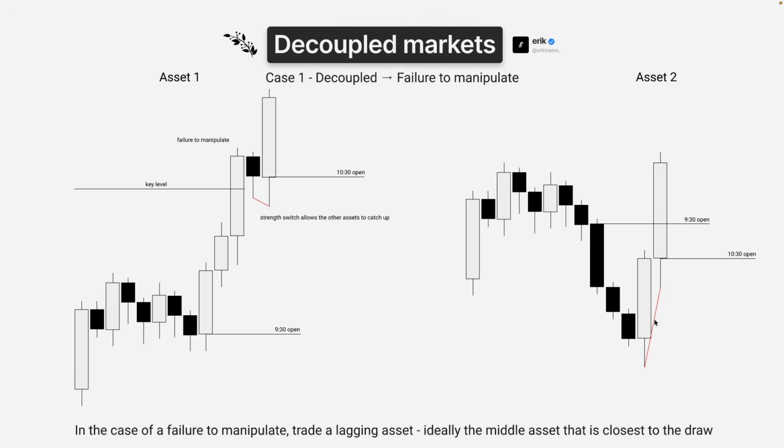And then I can just take a simple lagging asset SMT fill strength switch. Again, we discussed that this is a form of a strength switch to synchronize the assets higher. So what's happening here, this asset does not need a key level, right? Because this asset is failing to manipulate this high.